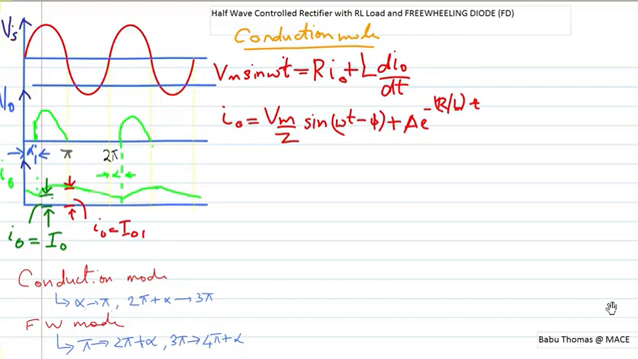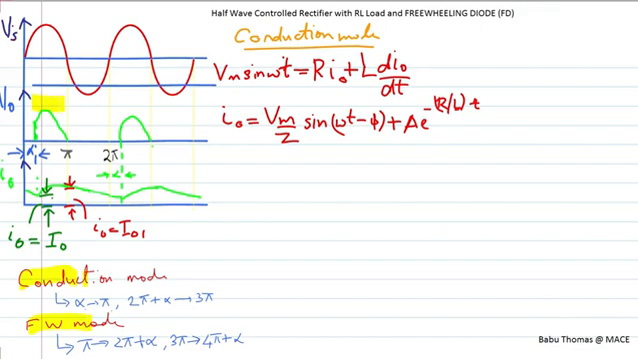Hi everyone. Now we are going to discuss the analysis of the half-wave controlled rectifier with RL load and freewheeling diode. There are two modes of operation. The first is known as the conduction mode and the second is the freewheeling mode. The conduction mode is from alpha to pi.